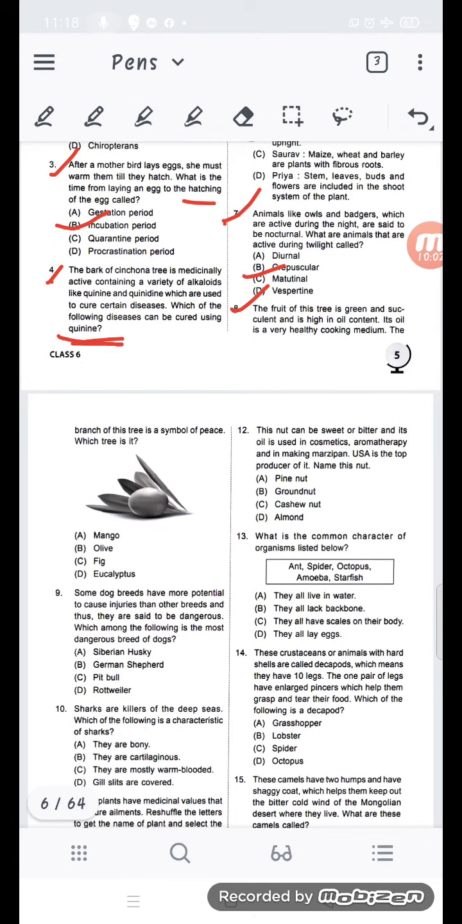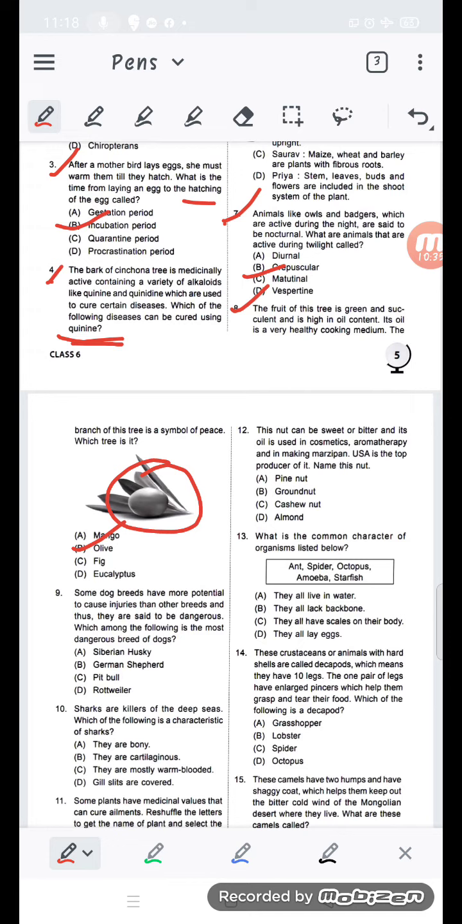The branch of this tree is a symbol of peace. Which tree is it? We know A is mango, B is olive, C is fig, and D is eucalyptus. So, the answer for this is olive. You can see this olive.